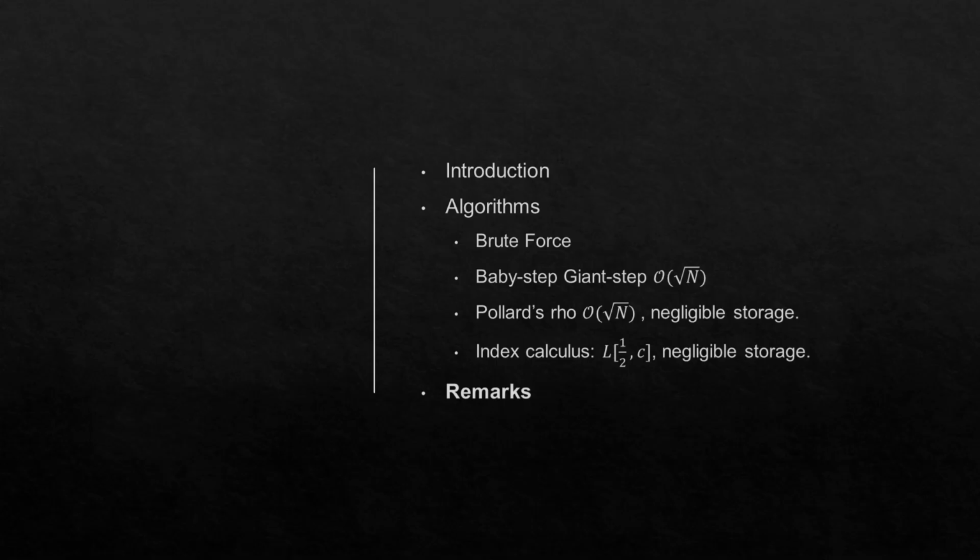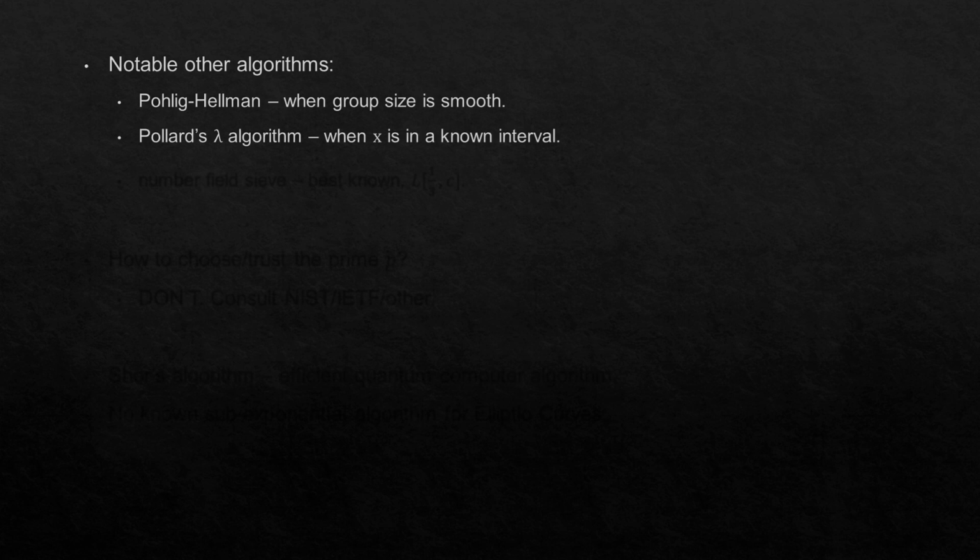Yeah, so that's it. Let me conclude with a few remarks. So, notable other algorithms, there are many. There is Pohlig-Hellman, when the group size is not a prime itself, but a multiple of many small primes. Pollard's lambda algorithm: if rho was describing the sequence, then lambda describes some other sequence that joins somehow. This algorithm only applies when x is known to be in a certain interval, and the running time depends on the size of this interval.